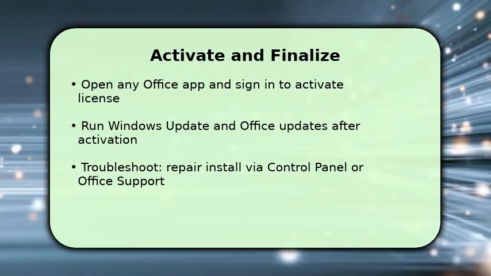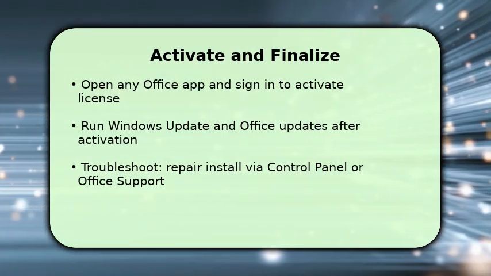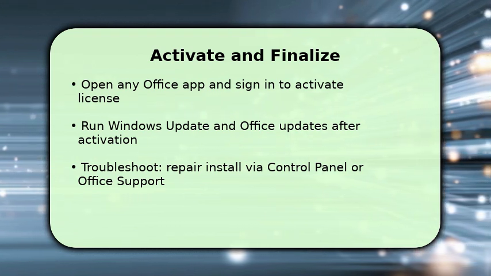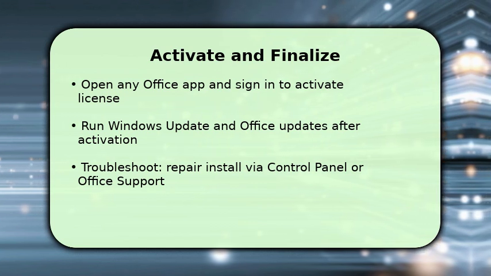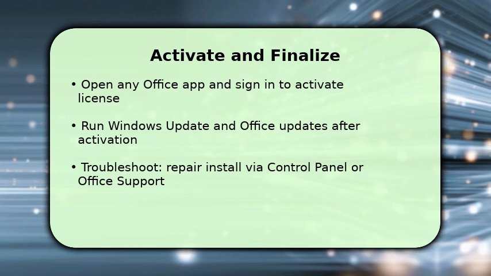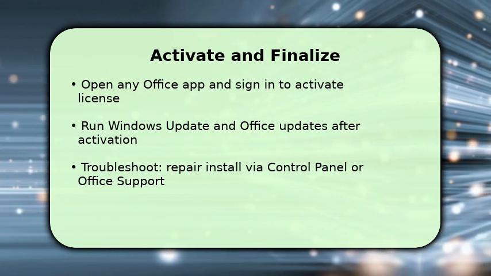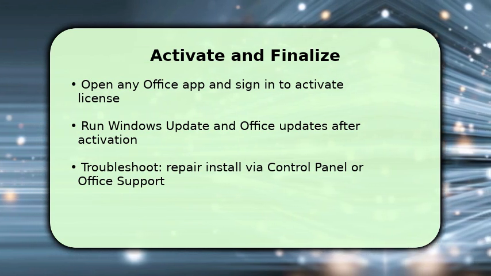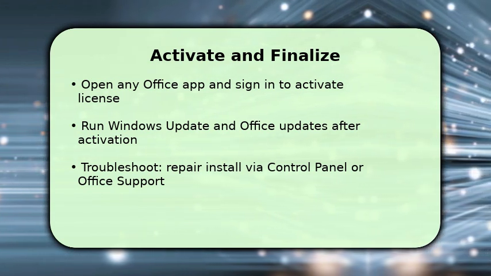Finish by opening Word or Excel and signing in with the same Microsoft account linked to your license to activate Office 2021. After activation, run Windows Update and check for Office updates inside any app under account to ensure security patches and improvements. Make sure your default file associations are set so documents open in Office.